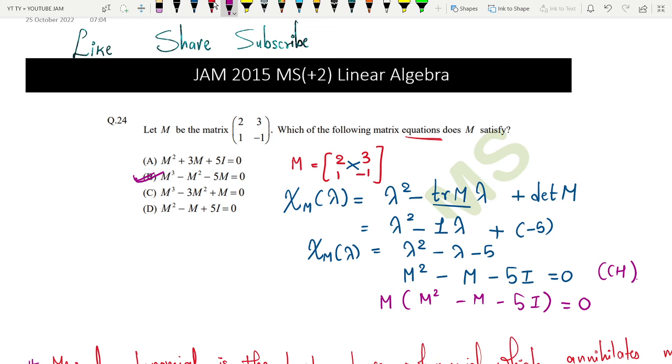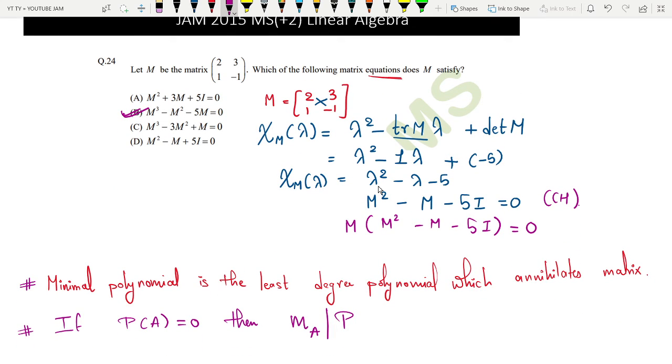So to get the correct answer, the concept of minimal polynomial must be used. What is the concept of minimal polynomial? A minimal polynomial is the least degree polynomial which annihilates the matrix. Also, if any other polynomial annihilates a matrix, then your minimal polynomial must divide that polynomial. That means if I find out the minimal polynomial, I can check whether a given polynomial can annihilate my matrix or not. So to tackle such a question, which equation would be satisfied by a matrix, you should work on the concept of minimal polynomial.